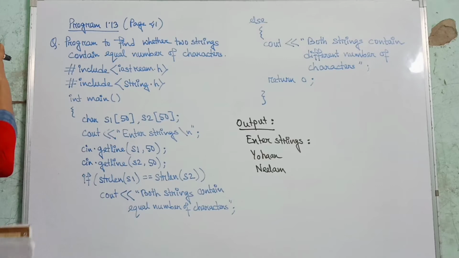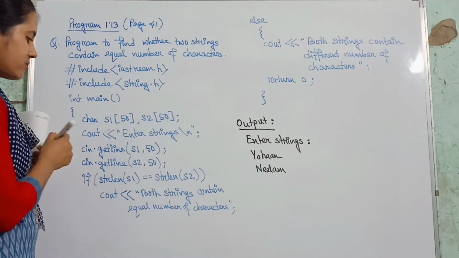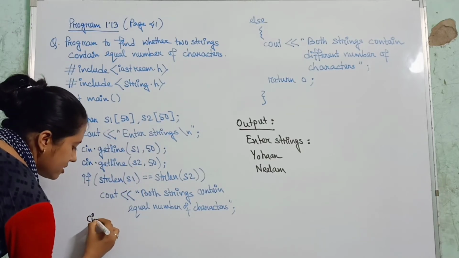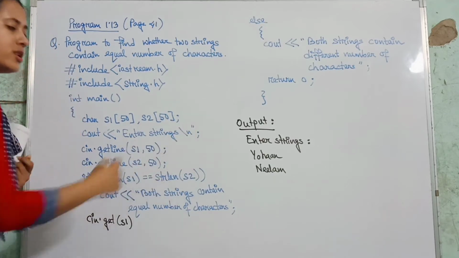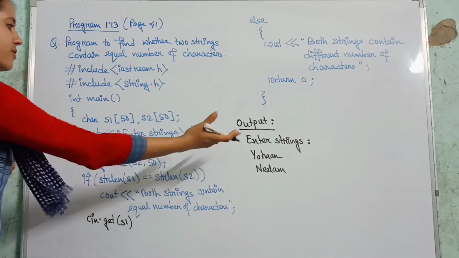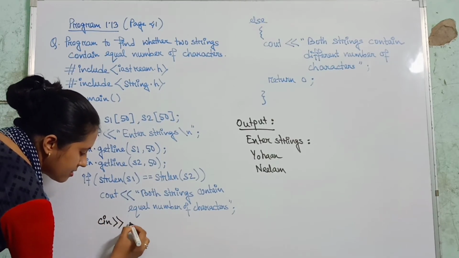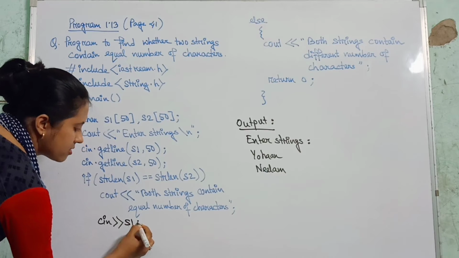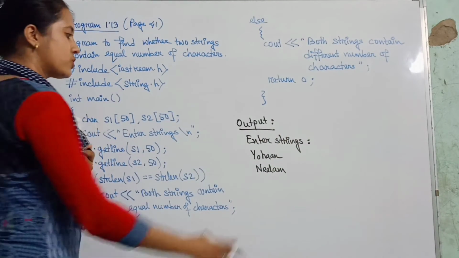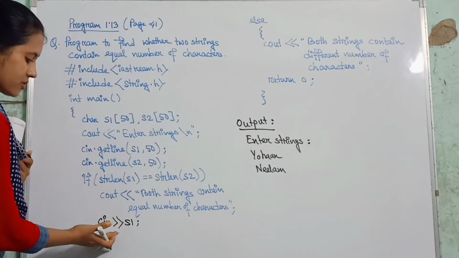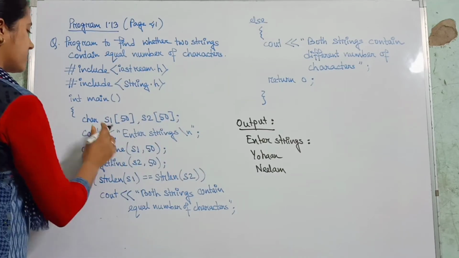This string will be fetched by getline s1, 50, and this one by getline s2, 50. Now you will ask, ma'am, can we write it using only the get function? If I write cin.get s1, then also it will work. If you write cin s1, will it work? Yes, it will also work because there are no blank spaces here. So you can use cin, get, or getline.